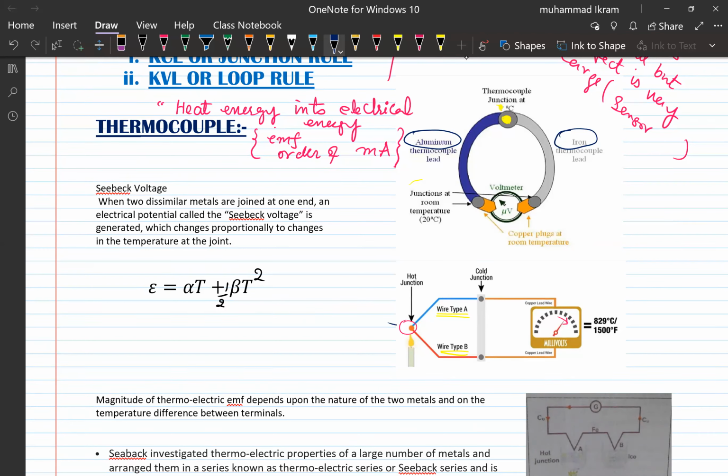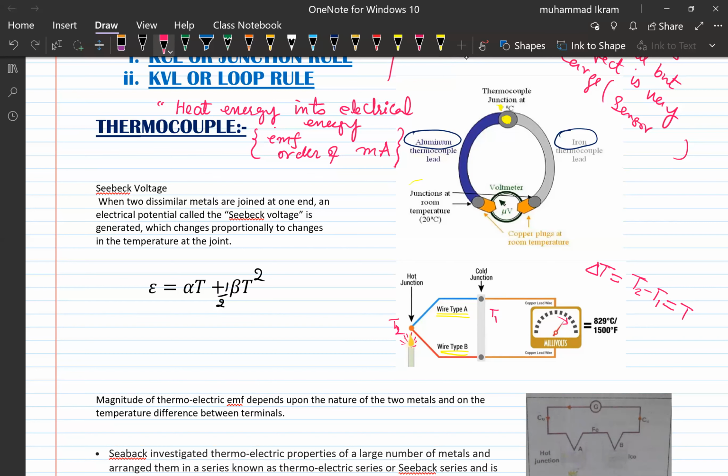This is the hot junction. As you see, it is being heated, so the temperature is increased here. Let us call this temperature T2, and the other two junctions are at temperature T1. This is called the cold junction. So the change in temperature, delta T, will be equal to T2 minus T1, and let's say it has some value T.